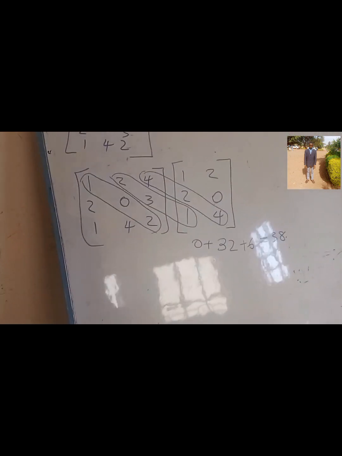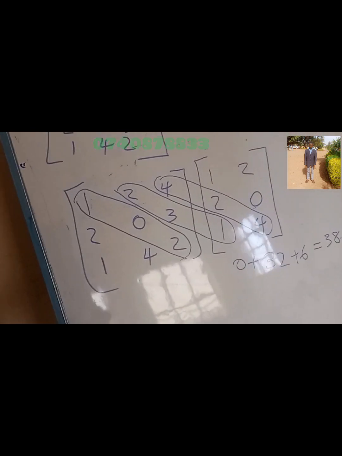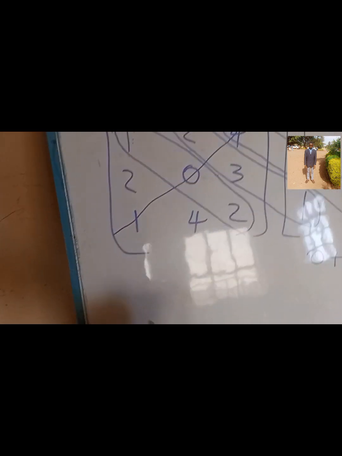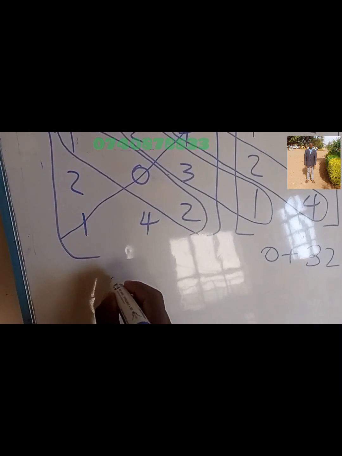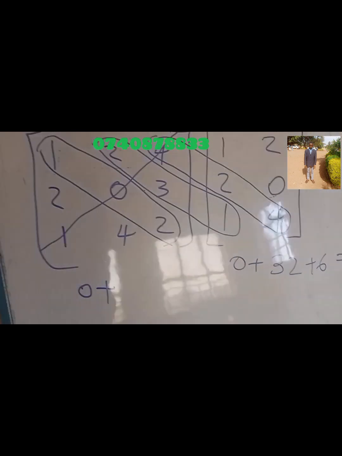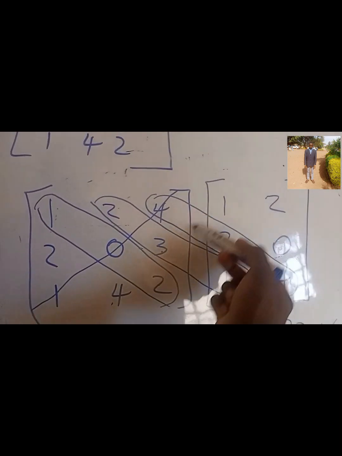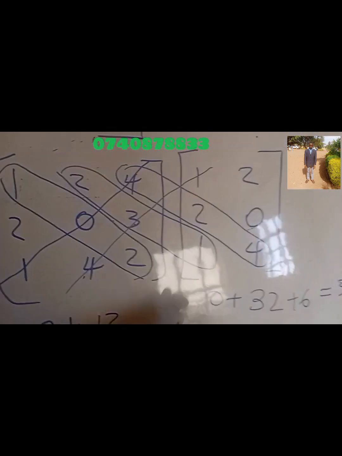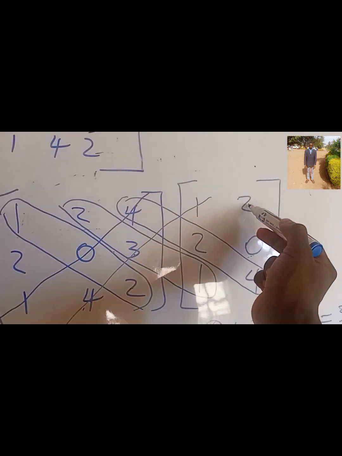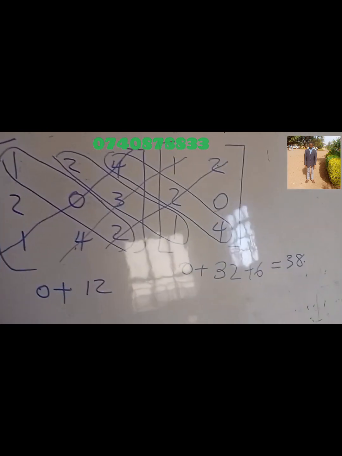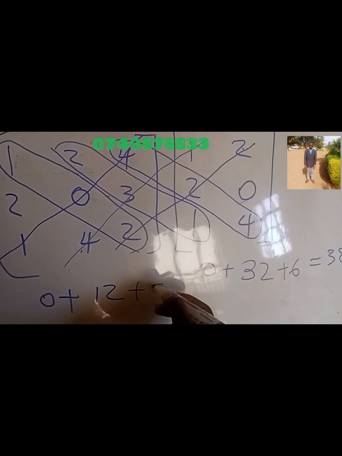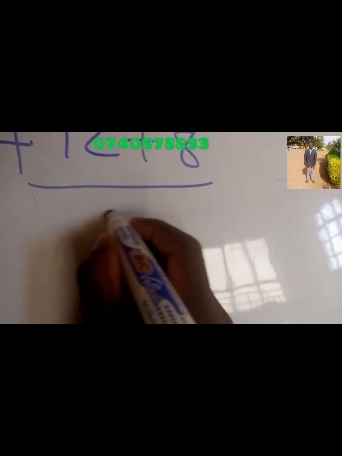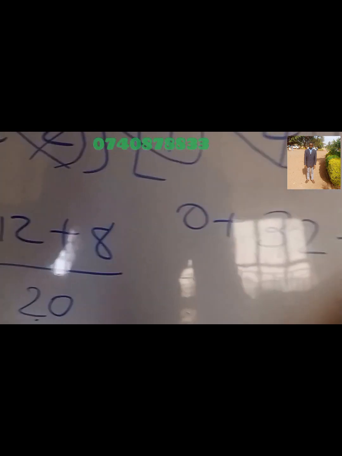Then you come again now to the secondary diagonal. You start with this. So we are having 1 times 4 times 0, which is just 0, plus we are having 4 times 3 times 1, which is just 12. And we are having 2 times 2 times 2, which is just giving us 8. So on adding this, you are getting 20, and here we are having that 8.